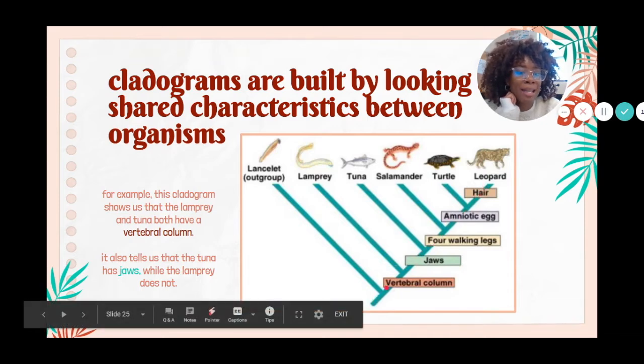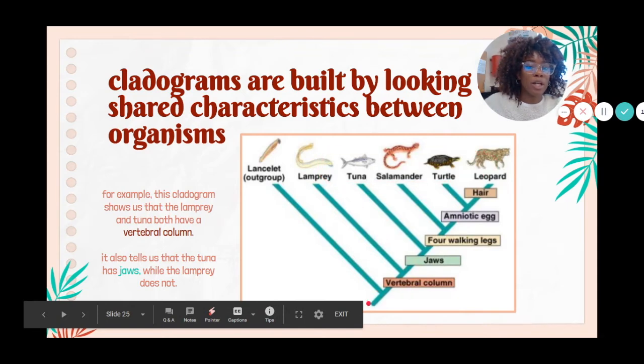As I pass something, for example, I just passed vertebral column. That means every organism that I now come across is going to have a vertebral column. So if I pass vertebral column, boop, I've passed lamprey. Lamprey has a vertebral column. Okay, I'm going to keep going. Boop, I've passed tuna. Tuna has a vertebral column. I keep going. All of these organisms have vertebral columns.